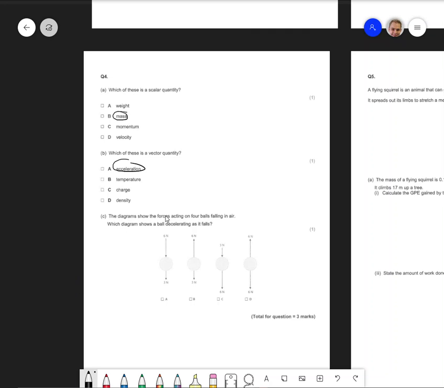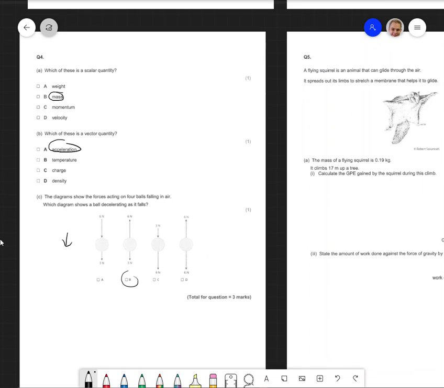The diagram shows the forces acting on 4 balls falling in the air, which shows a ball that's decelerating as it falls. So they're all going downwards, and they're slowing down. So what we need is an upwards force that's bigger than a downwards force. The only one here is this one, so it's B. Excellent, that was nice and easy.